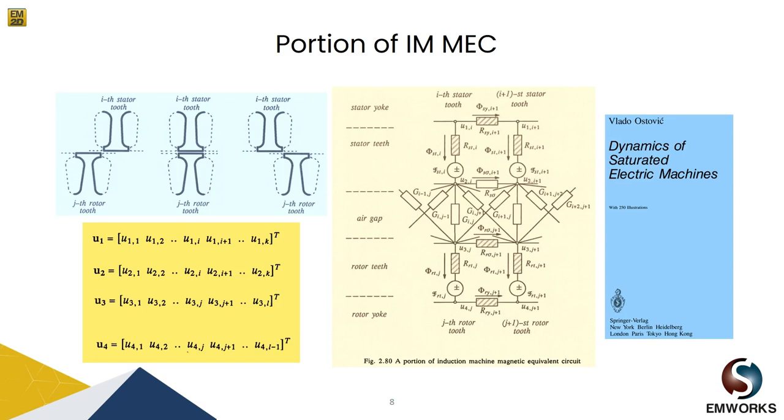Also, you can see this grid of permeances. Actually, between each stator tooth and rotor tooth, we have one reluctance. Actually, we have Ns times Nr reluctances, where Ns is the number of stator slots and Nr is the number of rotor slots. And these air gap reluctances are functions of the rotor position. Here you can see the relative position between one stator and one rotor tooth.